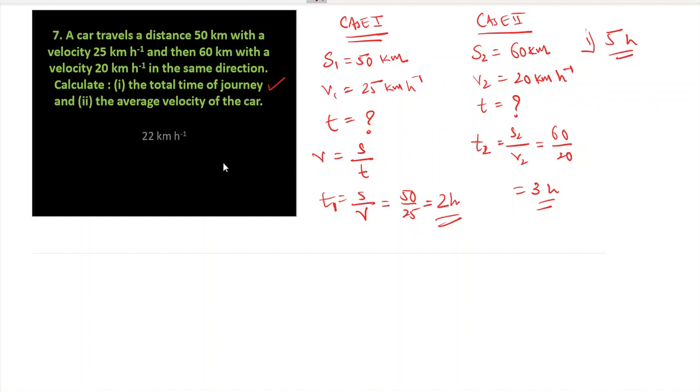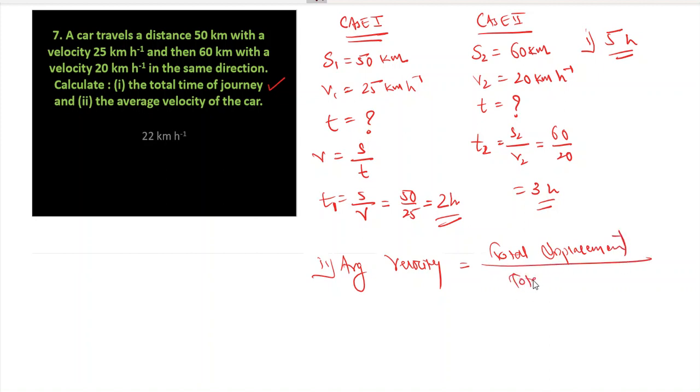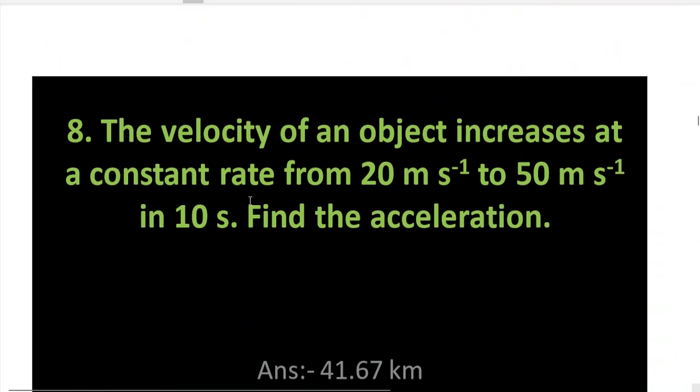And the second we have to find is the average velocity of the car. So average velocity is equal to total displacement upon total time. So total displacement in this case is 50 plus 60 upon total time, which is 2 plus 3. That is 110 divided by 5, which is 22 kilometer per hour. This is the average velocity. Simple. Let's go ahead.